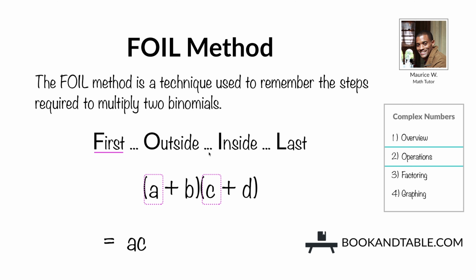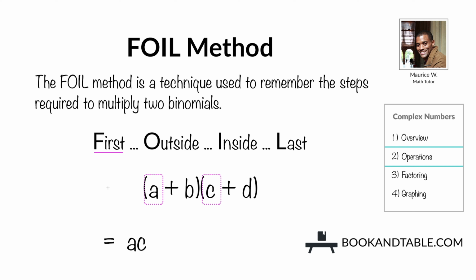But let's take a look at the FOIL method in case we were asked to multiply two complex numbers times each other rather than a real number or imaginary number being distributed to a complex number. So the FOIL method is a technique used to remember the steps required to multiply two binomials. Remember, a complex number is a binomial. So if we are multiplying two complex numbers, we will need to know how to multiply two binomials.